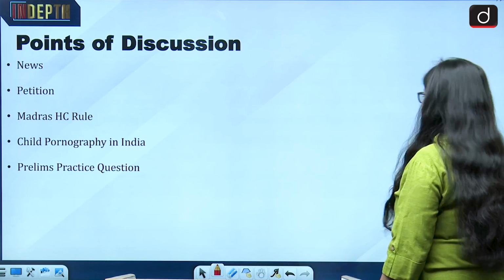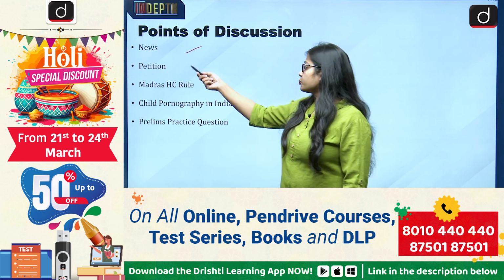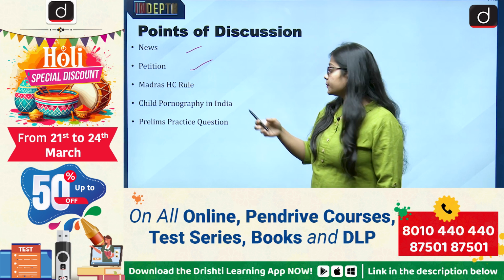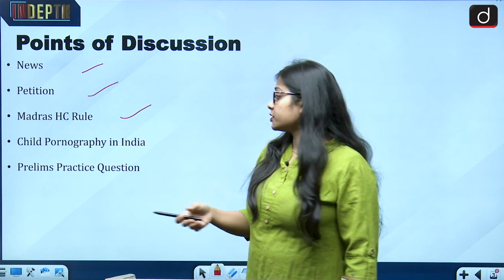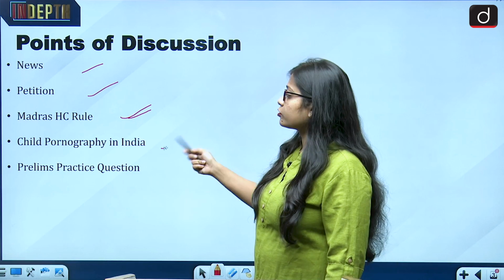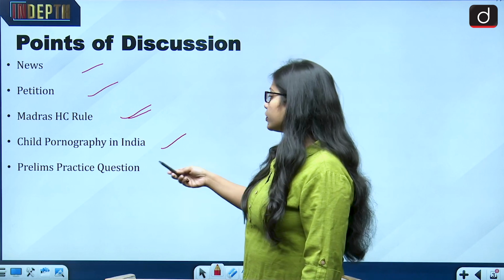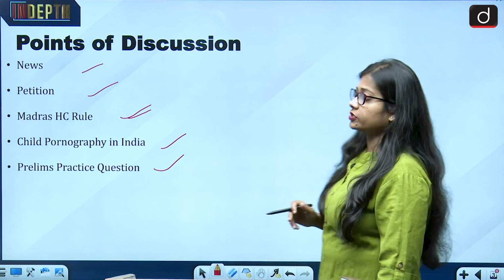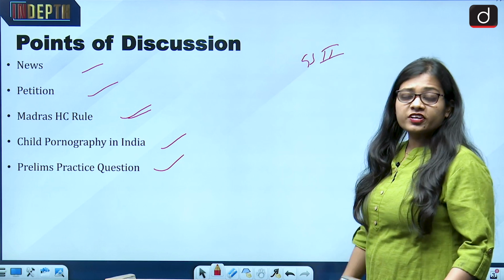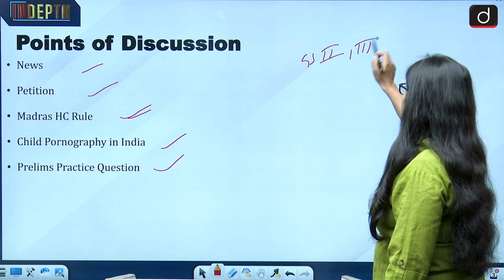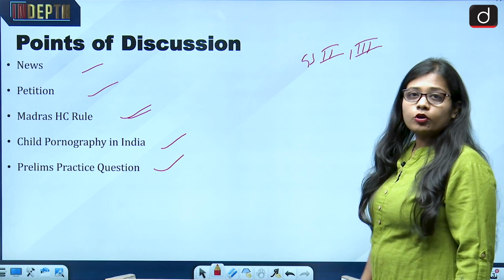So let us first understand the timeline. First we'll be looking at the news, then the petition which has been filed in the Supreme Court with regard to child pornography. Then what is the ruling which was given by the Madras High Court? Then what is the status of child pornography in India, and what do the different laws say with regard to it? In the end, a prelims practice question. The topic is of relevance from General Studies paper 2, that is issues related to children, and then paper 3 with regard to what the IT Act says with regard to child pornography.